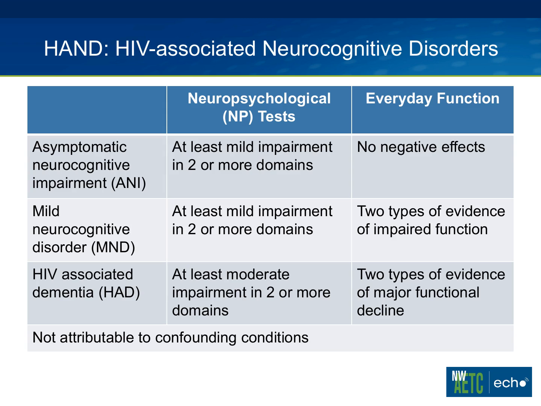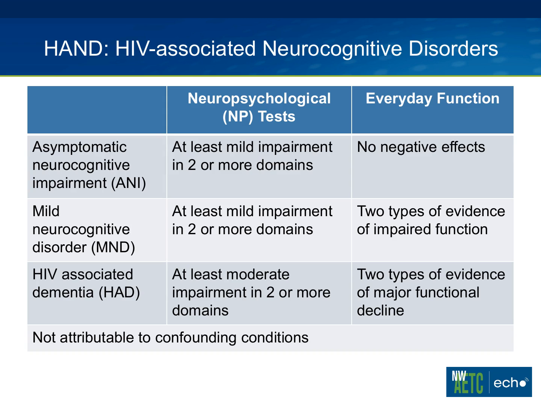The difference between the two is that for ANI, there's no negative effect on everyday functioning. So it's important to remember that those people are equally impaired with regard to their performance on the tests. They just don't have complaints, and maybe they don't have complaints because their life is not very demanding. So keep that in mind because it's an area of controversy. And then for dementia, patients have at least moderate impairment in two or more neurocognitive domains and evidence of major functional decline.